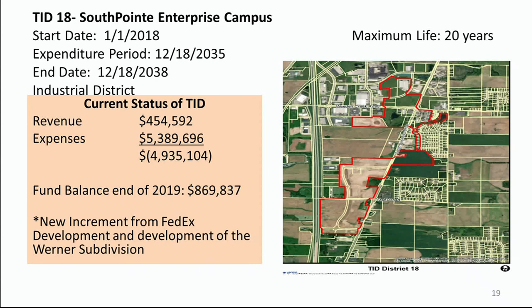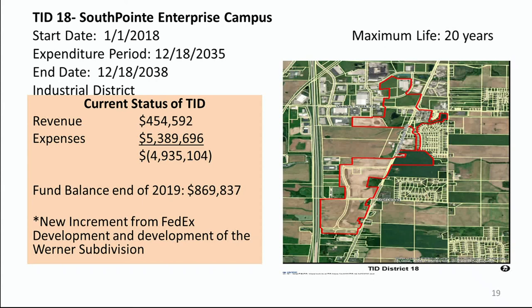TID 18, the South Point Enterprise Campus, this is the new business park on the south side, was created in 2018. It closes in 2038. It's a 20-year district. It's an industrial district. It has a negative cash balance of about $4.9 million at the end of 2019. It's got a little bit of fund balance in 2019, but there are some outstanding notes, NANs, that were approved by the council for roughly $11 million that need to be paid back.